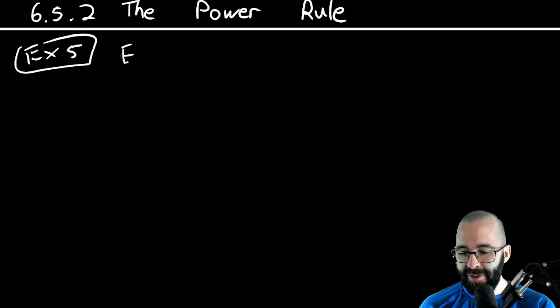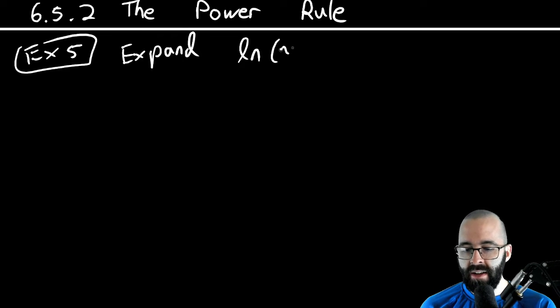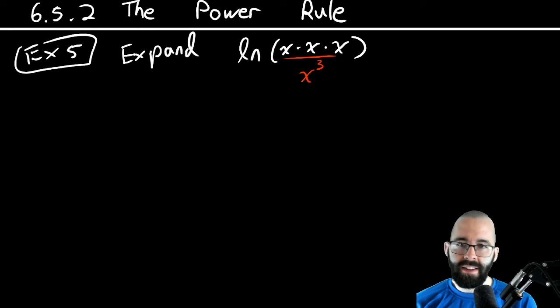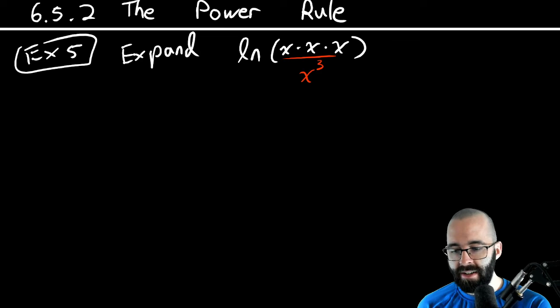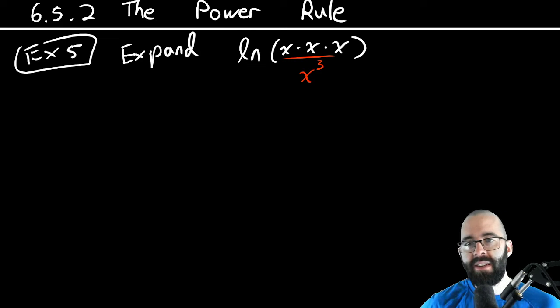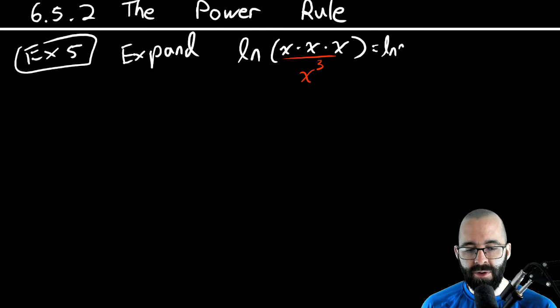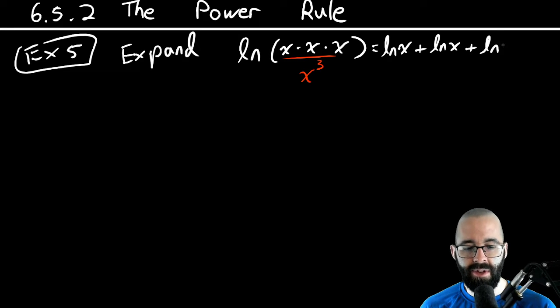So, example 5. What if I ask you to expand the natural log of x times x times x? And again, let's notice this is x cubed. We can expand x cubed just with the product rule, right? The product rule from the last video said that if you multiply on the inside of a logarithm, that's like adding their individual logarithms together. So this is the natural log of the first, plus the natural log of the second, plus the natural log of the third.